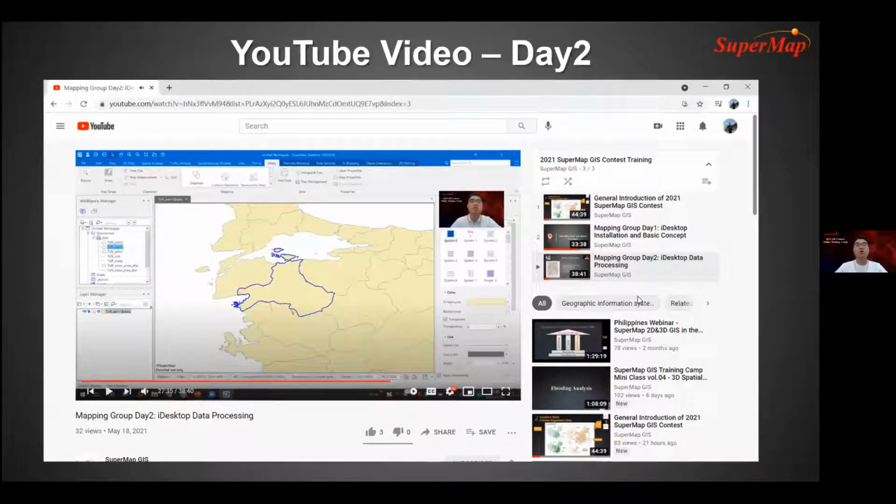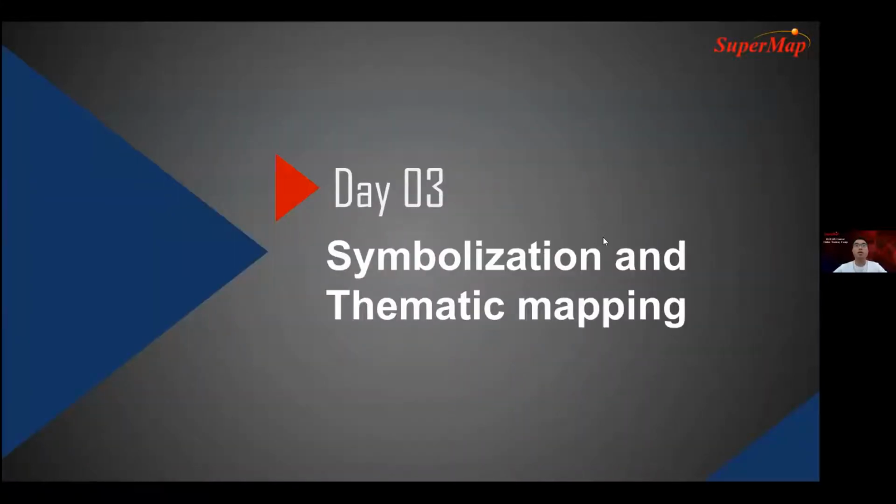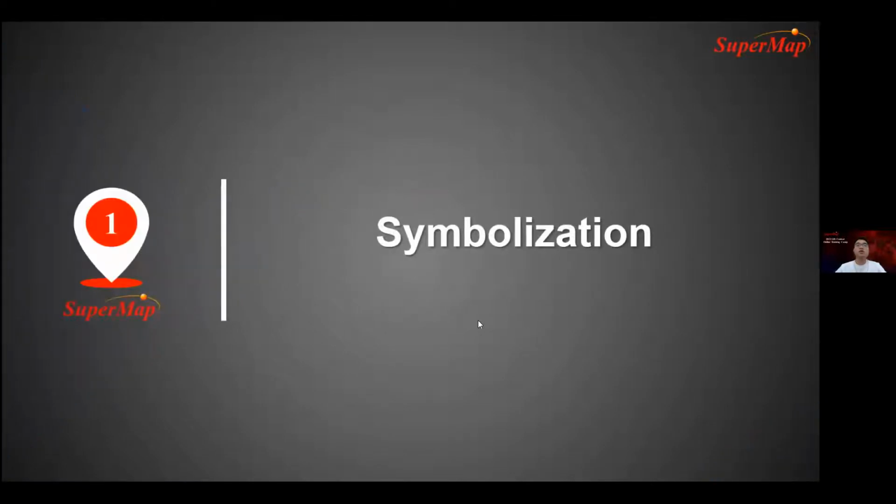So for our today's topic, we will have two parts. The first part, we will show you how to do the symbolization, like we can set some style for different layers. And then we will go to the thematic mapping. We will help you to know how to make some semantic map for some specific topic. So let's start from the symbolization.